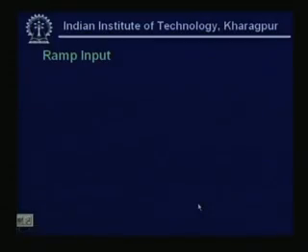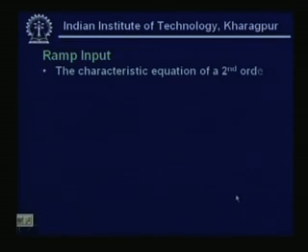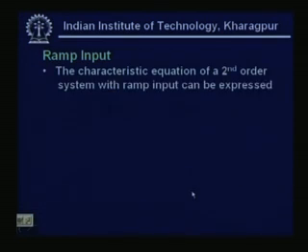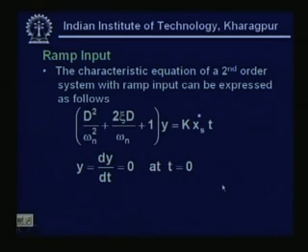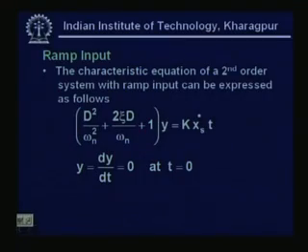If I look at the ramp input, the characteristics equation of a second order system with ramp input can be expressed as follows. Already we have discussed the ramp input in the case of the first order system. We are taking the same three inputs so that we can compare them side by side. D squared upon omega n squared plus 2 xi D by omega n plus 1, y equal to k xs dot into t, and y equal to dy by dt equal to 0 at t equal to 0. These initial conditions we have discussed before also.